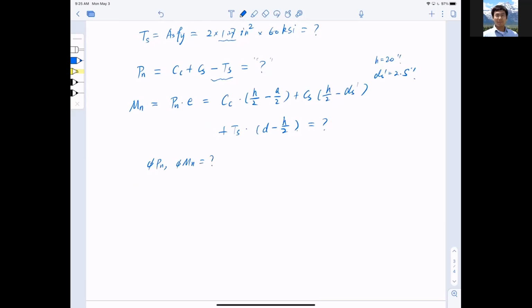Now the question is, what about phi? What is phi? Now this is balance failure, so what is phi? Do you have to calculate it out? Well, let's take a look. What is phi anyway? So the axial force P is here, the bending moment is here.